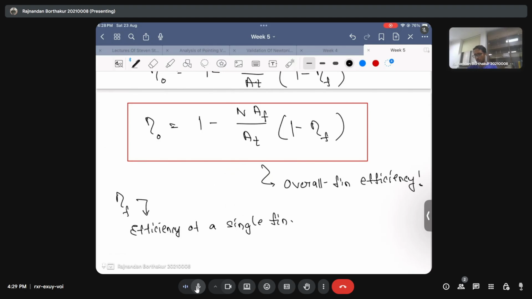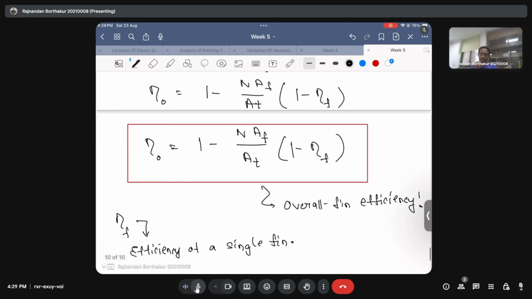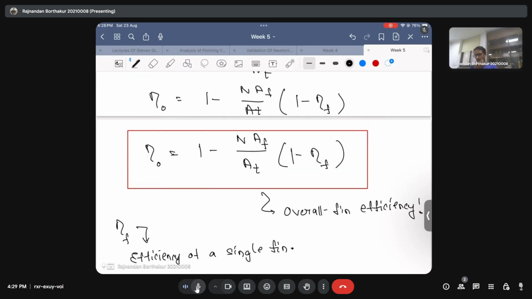Okay, I hope you understand that. Okay, so this is how the overall efficiency is defined. You can try a similar problem. There is a problem involving this overall fin efficiency in your textbook. I forgot exactly the page number and the point where the problem is. But this is a good problem because, if I remember, there was an engine.